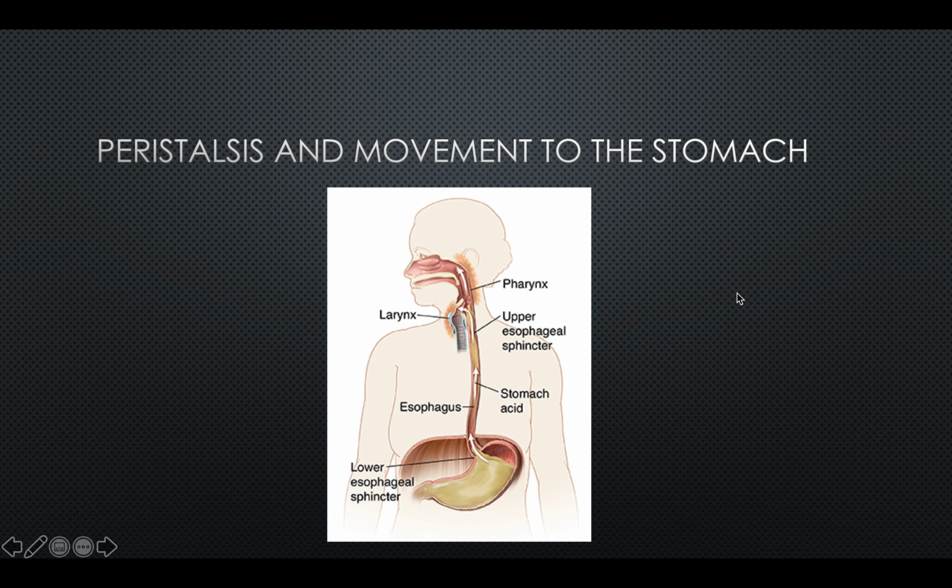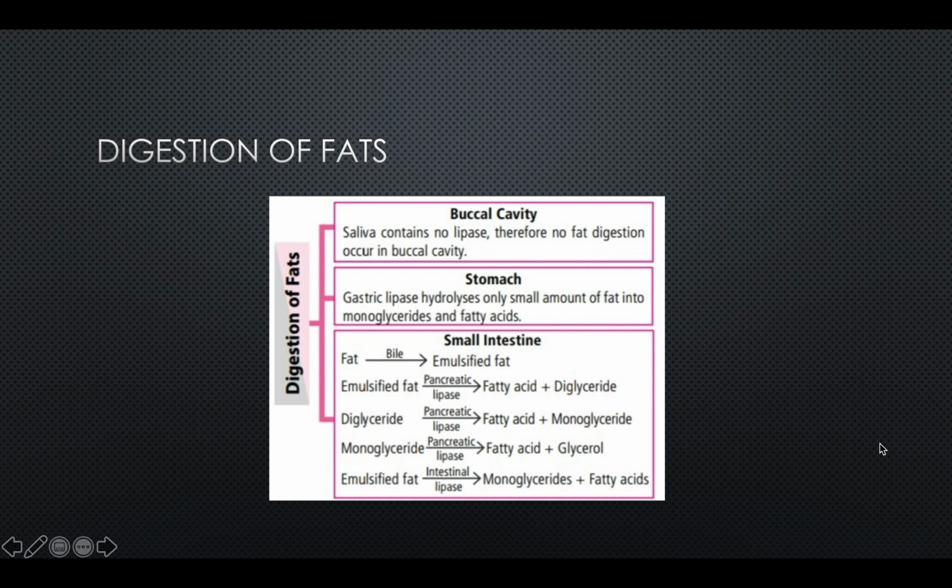As we'll see in the next slide, the bolus of food will travel from the buccal cavity through the upper esophageal sphincter, where peristalsis will cause it to move down the esophagus and eventually into the stomach. Once the food enters the stomach, there is very little breakdown and absorption. There is some gastric lipase present in the stomach, but the highly acidic pH and little bit of gastric lipase cause very little digestion of fats.